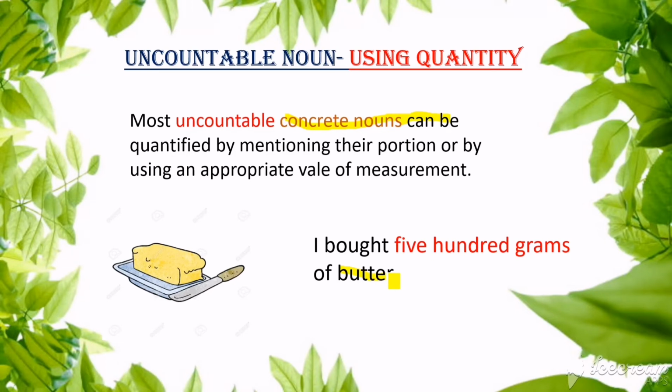Now, how will you represent butter using quantity? 500 grams. This is the value of measurement. 500 grams is the value of measurement. So using this value of measurement, you can measure this uncountable concrete noun. So this is how quantity is used in order to represent an uncountable noun.